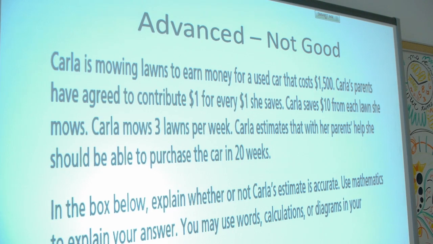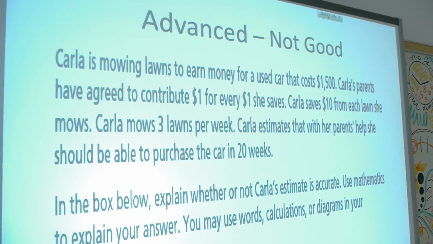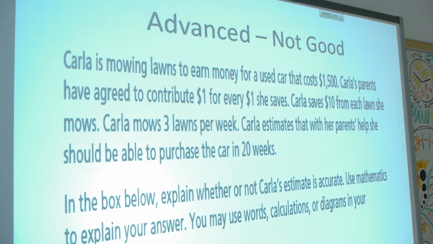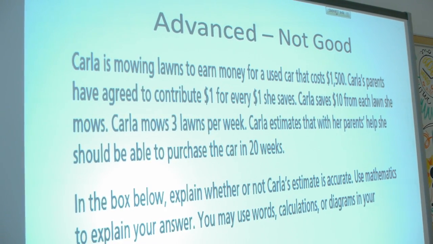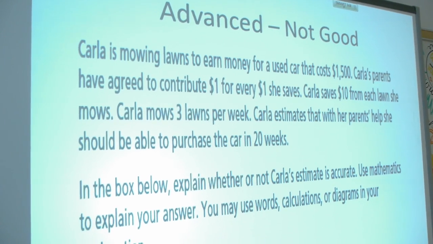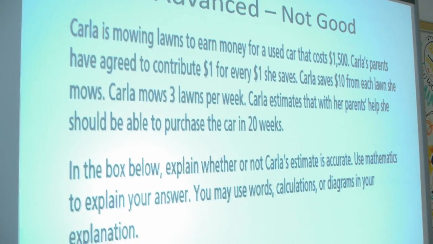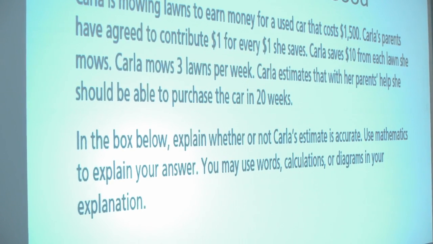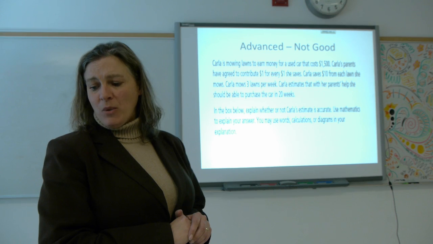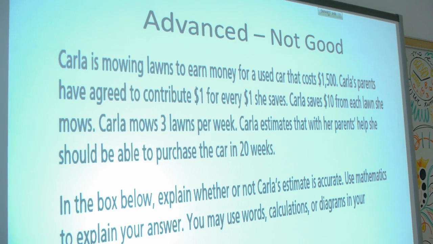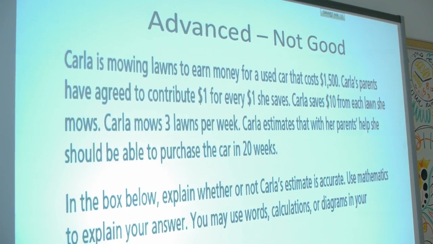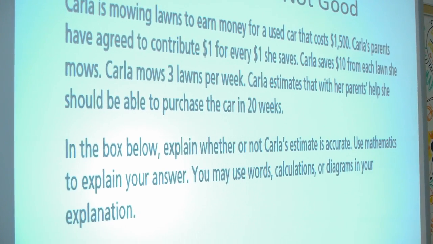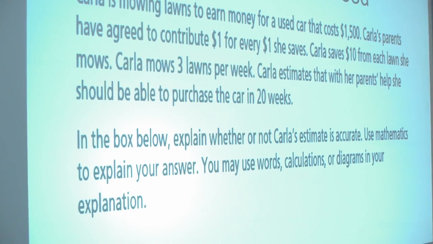a 10th grader. Carla is mowing lawns to earn money for a used car that costs $1,500. Carla's parents have agreed to contribute $1 for every $1 she saves. Carla saves $10 from each lawn she mows. Carla mows 3 lawns per week. Carla estimates that with her parents' help, she should be able to purchase the car in 20 weeks. In the box below, explain whether or not Carla's estimate is accurate. Use mathematics to explain your answer. You may use words, calculations, or diagrams in your explanation.